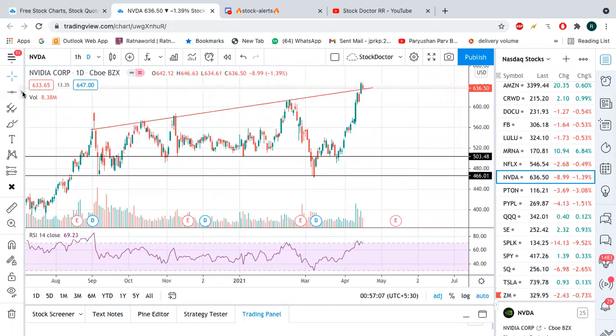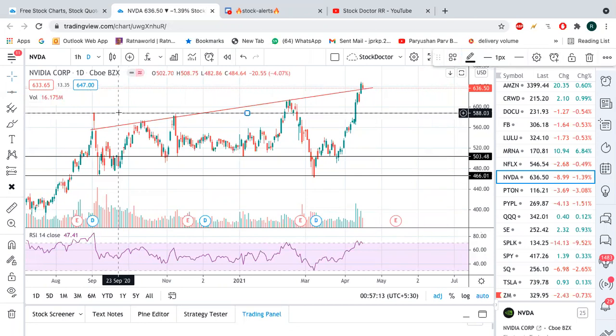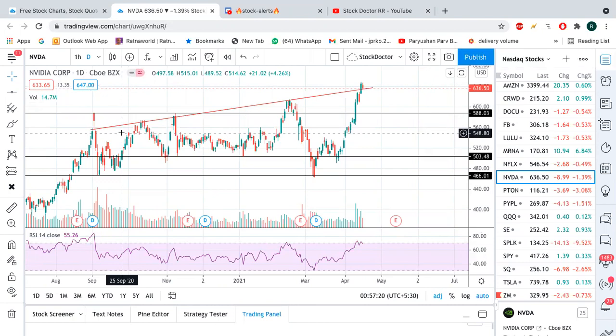The first support I can see for this stock is around 588, and the next support is coming around 584.